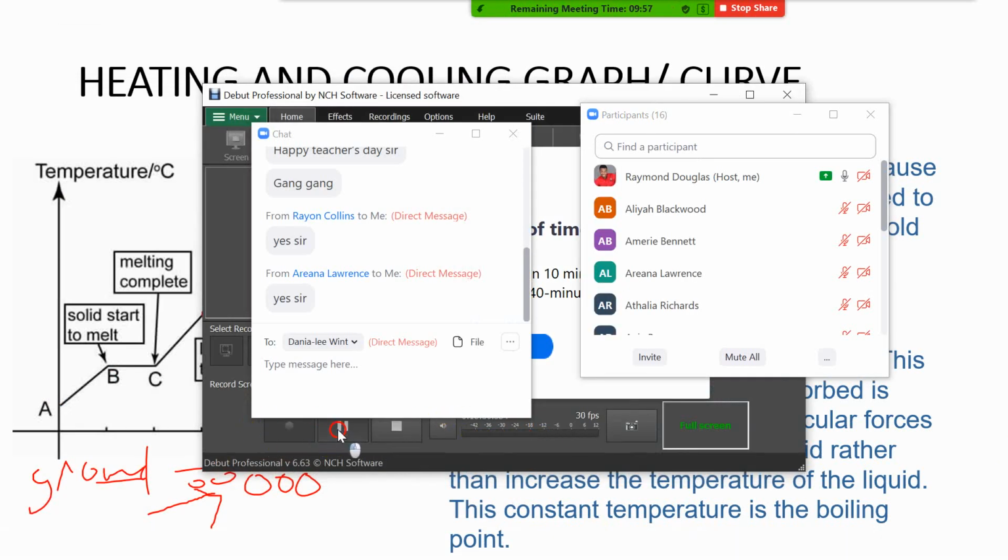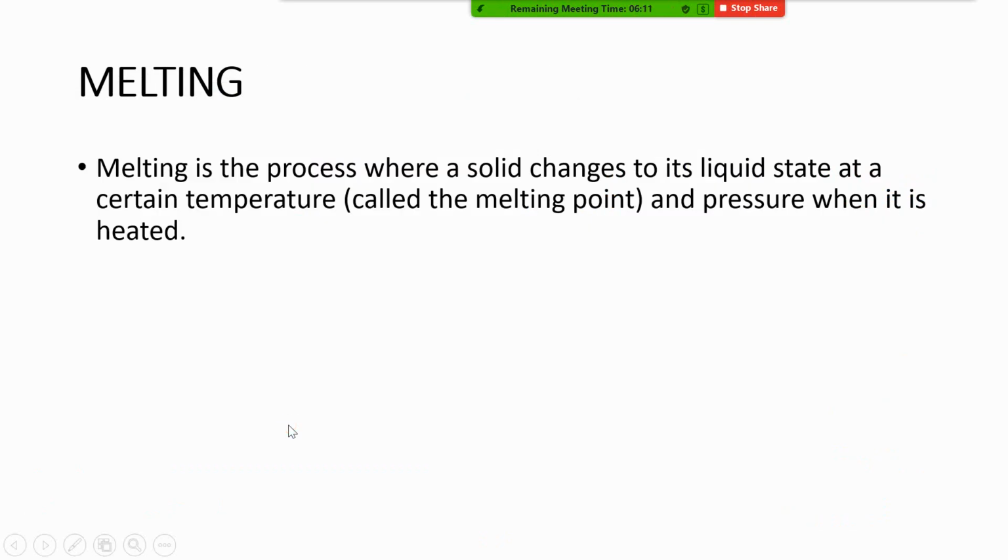They will have a much lower melting point when compared to something else. So as we know already, melting would pretty much involve a process when the solid changes into the liquid state at a certain temperature, which is called a melting point, and also at a certain pressure when it is heated. Are we good with that information?